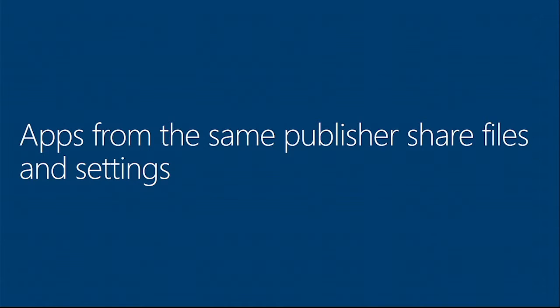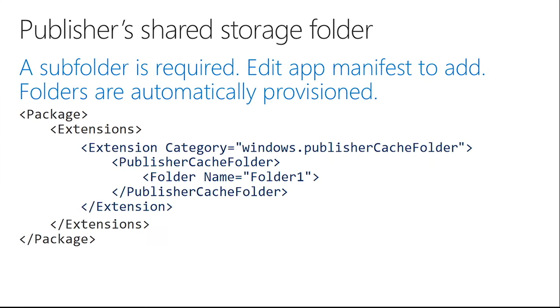Exactly, it's a shared folder, and the way that you use it is really simple. First of all, you just put this extension into your manifest. This is all you need to say. It's category windows.publisherCacheFolder. And inside that, you have a PublisherCacheFolder element. And inside that, you must have one or more folder names, because you can't write to the root of this area. So you've got to specify a folder name. Here we're saying my publisher cache folder, the folder name is called folder 1. And you don't have to physically write any code to create that. The first time you reference it, it will automatically get provisioned.